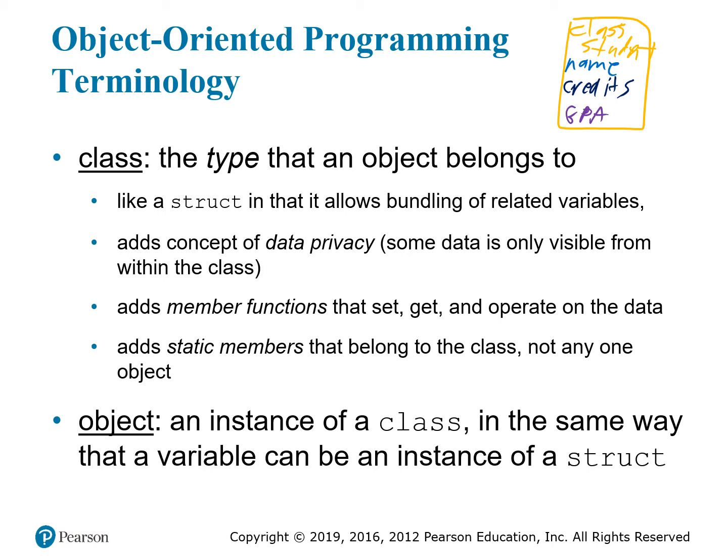The difference is that a class adds some concepts. Data privacy. Some data is only visible from within the class. So credits and GPA may not be something that any user could just go in and change. Those may have to be accessed through specific secure ways. They add member functions that set the data, get the data, operate on the data.